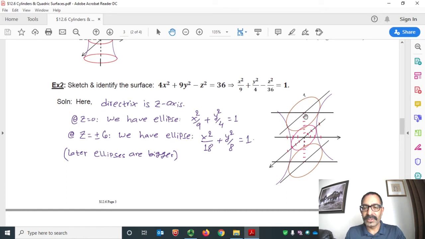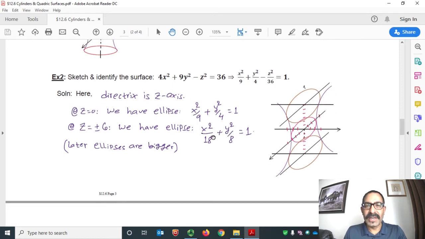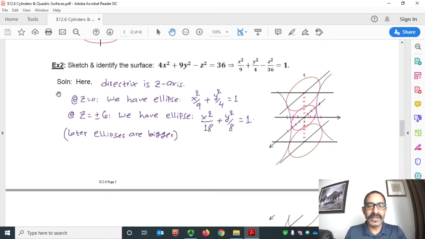Here, I forgot to draw the z-axis. So what's the idea to sketch? This is the solution here. So the directrix is the z-axis because of the negative sign here, and we are sketching at z equals 0 and z equals plus minus the square root of 36, which is 6. So at z equals 0 we have the ellipse x squared over 9 plus y squared over 4 equals 1, x-intercepts plus minus 3, y-intercepts plus minus 2, this small pink ellipse here.